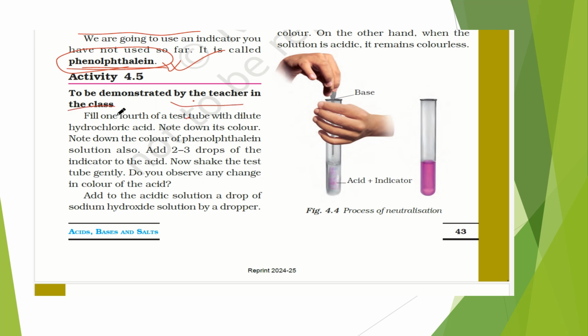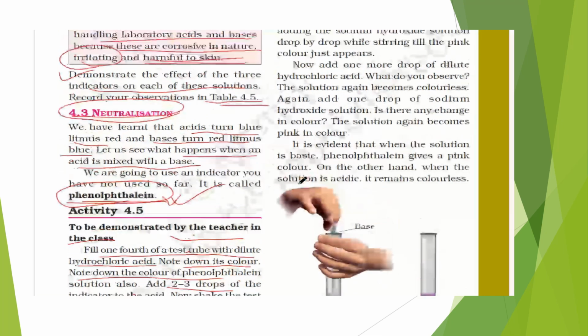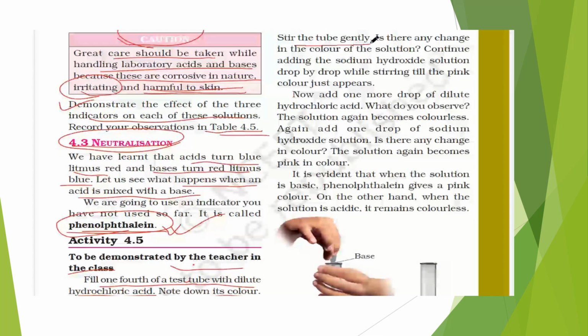First, fill one-fourth of a test tube with dilute hydrochloric acid. Note down its color. Note down the color of the phenolphthalein solution also. Now add 2 to 3 drops of indicator to the acid and shake the test tube gently. Do you observe any change in the color? Now add to the acidic solution a drop of sodium hydroxide solution with a dropper. What is happening there? Now stir the test tube gently. Is there any change in the color of the solution?